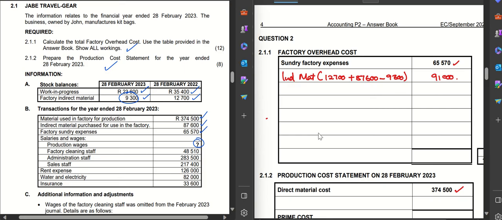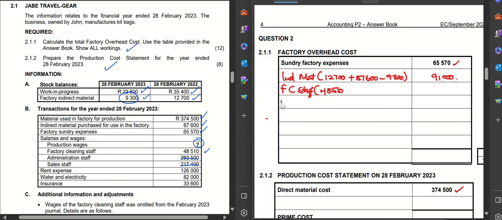So once I have my factory cleaning staff, I'm coming here. So this is my factory cleaning staff. I'm going to open my bracket and I have my 48,510. Remember, we always open bracket. And then with salaries and wages for administration, this one would go to your abridged income statement. So I'm not going to record this one. And then sales, this also goes to your abridged income statement if we were doing the abridged income statement.